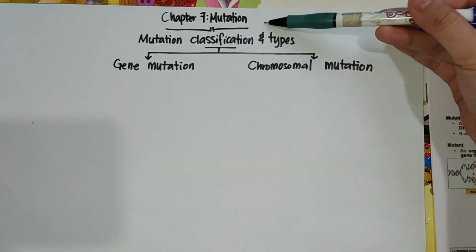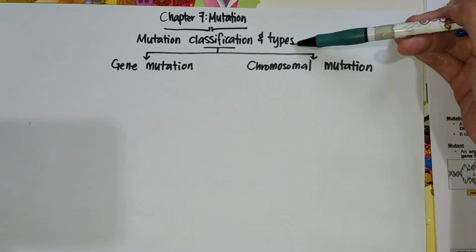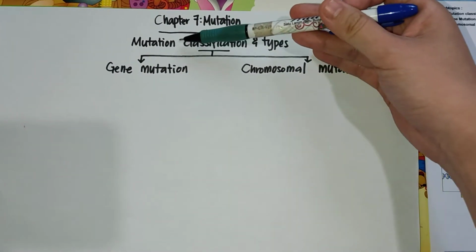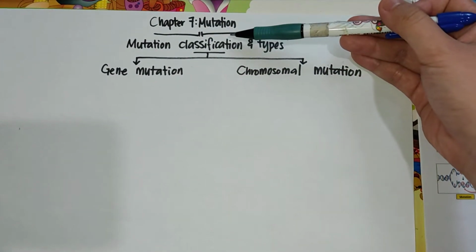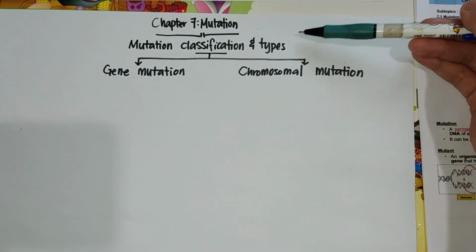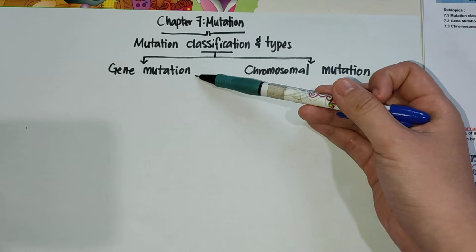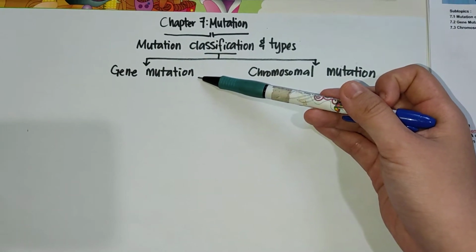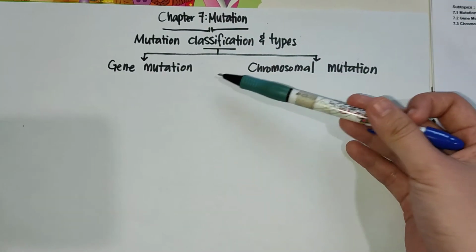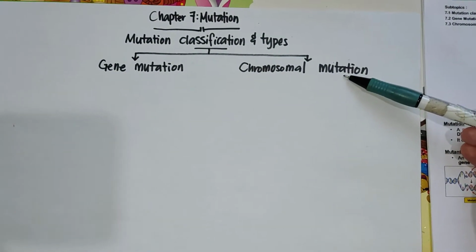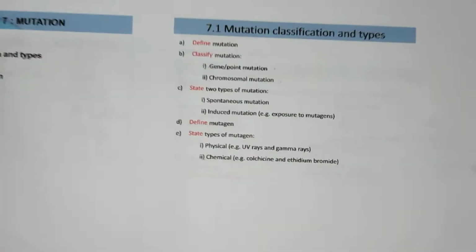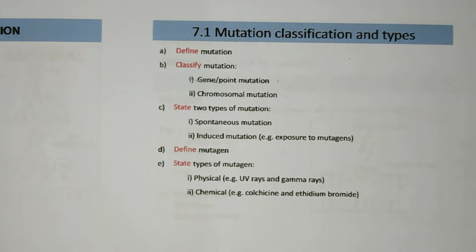Chapter 7 is divided into 3 subtopics. The first one is mutation classification and types, where you will define mutation, state the 2 types of classification, and state the 2 types of mutation, and also what causes them. Secondly, you will learn about gene mutation, also called point mutations, and this will be subtopic 7.2. And subtopic 7.3 is chromosomal mutation. These are the learning outcomes that we expect you to be able to understand.